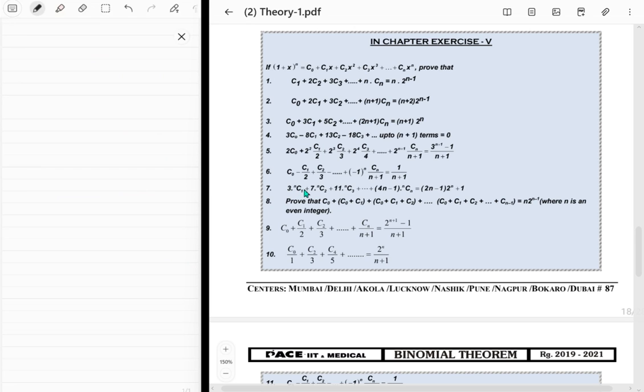Okay, cool. Next you have 3 times nC1 plus 7 times nC2 plus 11 times nC3 and so on. So what's the pattern over here? Start off at 3 going to... Oh, so you have a 1 over here, huh? Oh.